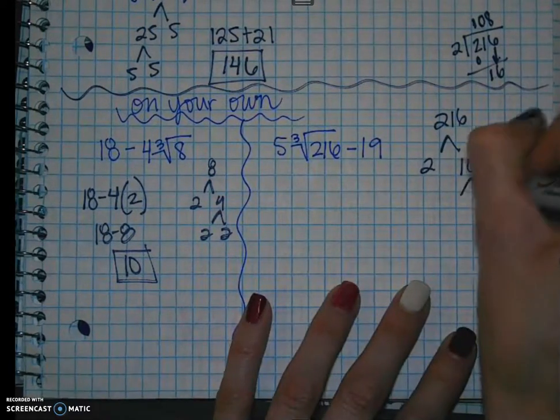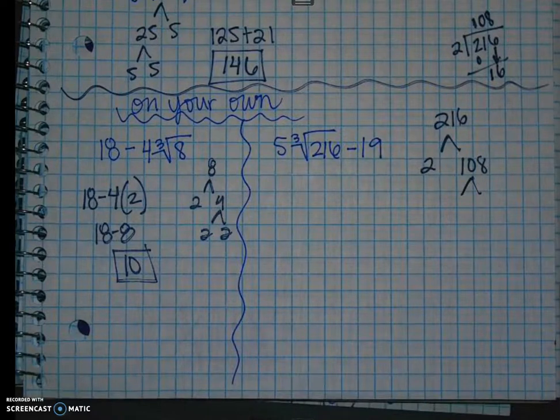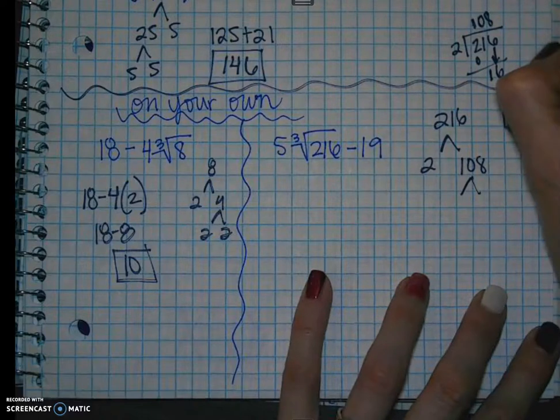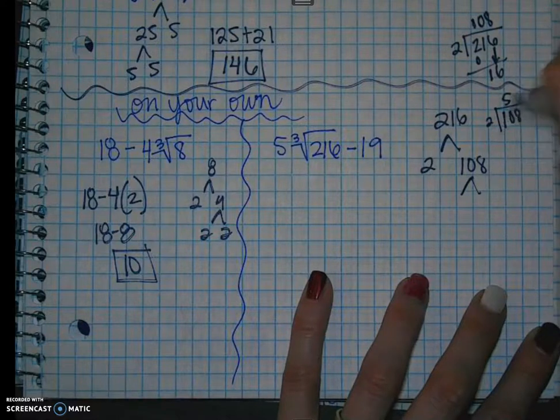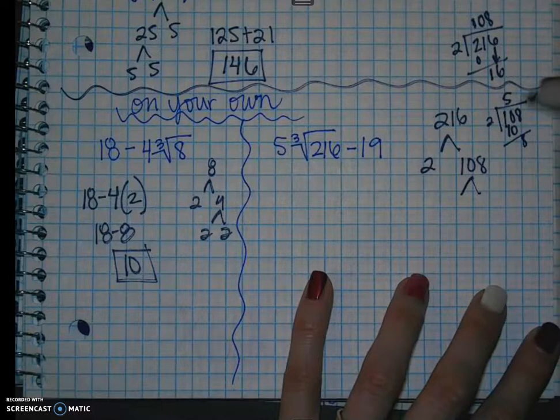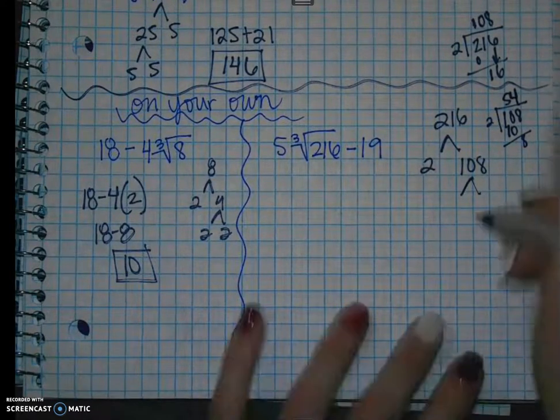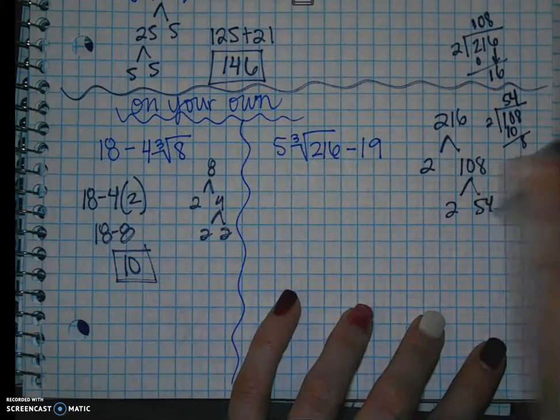Then we're going to break it down again. Again, if you're not sure, take it and divide it by 2. That's okay. Let's try it. 108 divided by 2. 2 goes into 10 5 times. 2 times 5 is 10. You're left with 8. And 2 goes into 8 4 times. So now I know I have 2 and 54.